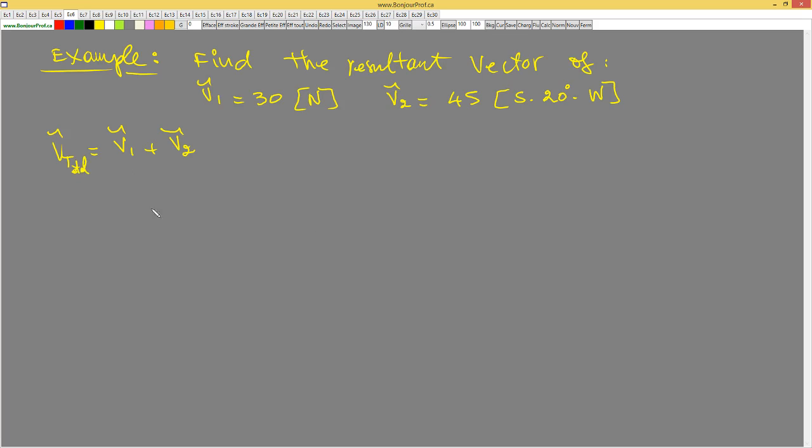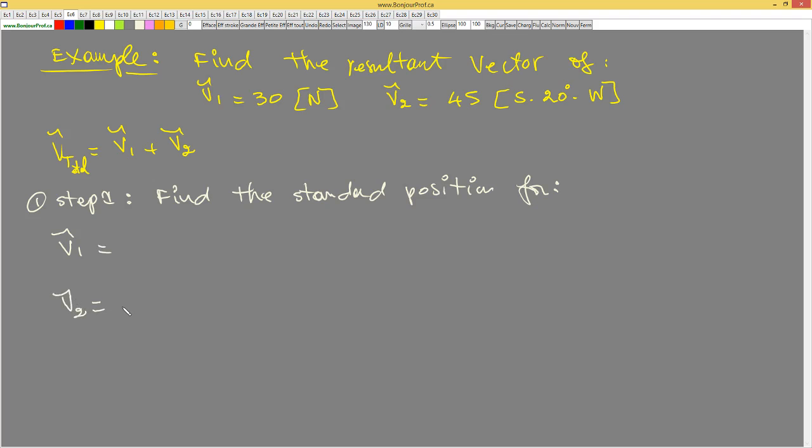Step 1: find the standard position for the vectors V1 and V2. We have to find the standard position for both of the vectors. We did how we found standard position.